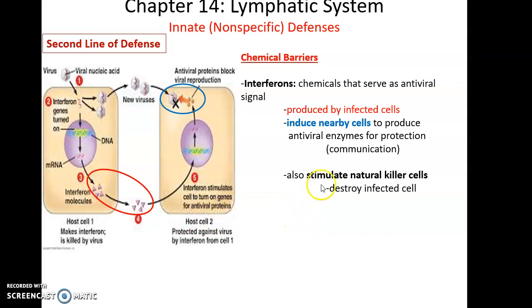Also, the interferons stimulate natural killer cells. Natural killer cells will show up, see the infected cell, and destroy it, because natural killer cells destroy abnormal body cells. Our own cells that are infected will be destroyed by natural killer cells.